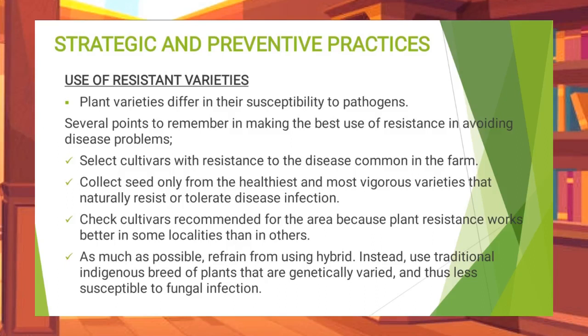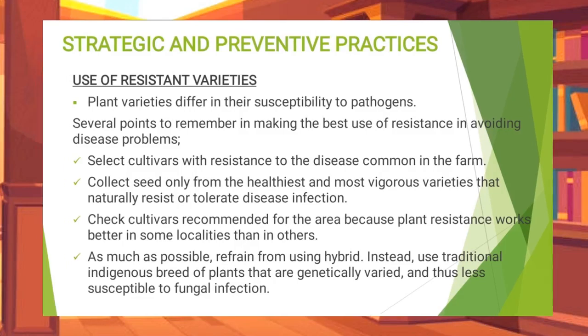So, ingon ako ganiha. Check cultivars recommended for the area because plant resistance works better in some localities than in others. So, i-kuan po nimo siya nga, okay ba siya nga itanam dala sa imong farm? Okay ba ang environment, ang heat, ug ang unsa ba nga klase nga land. So as much as possible, refrain from using hybrid. So instead, use traditional indigenous breed of plants that are genetically varied and thus less susceptible to fungal infection.